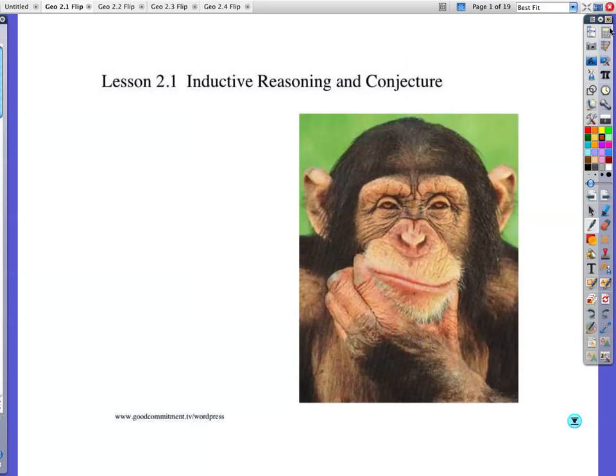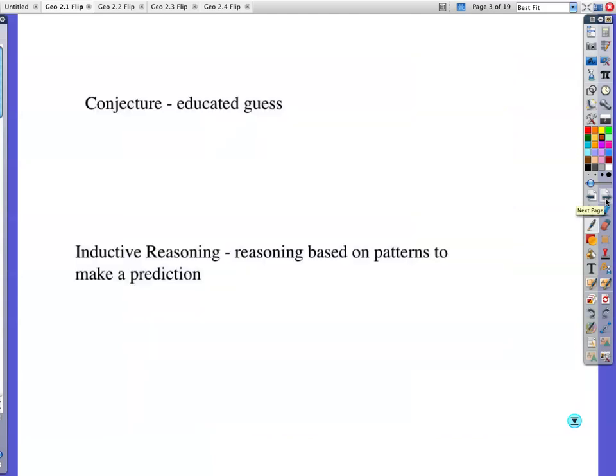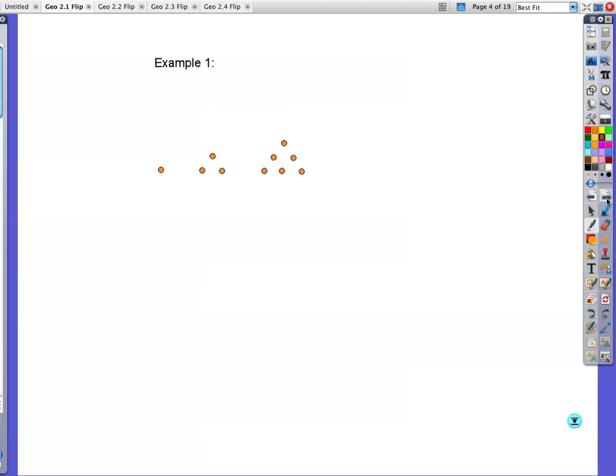Okay, so inductive reasoning and conjecture. Inductive reasoning has to do with patterns, and there's a little picture to help you remember patterns. A conjecture is an educated guess. Inductive reasoning is reasoning based on patterns to make a prediction on what's next. Make sure that makes it to your notes. Conjecture is an educated guess. Boy, don't they call that a hypothesis in science? It's just not fair, all these different words for the same thing. Inductive reasoning is patterns.